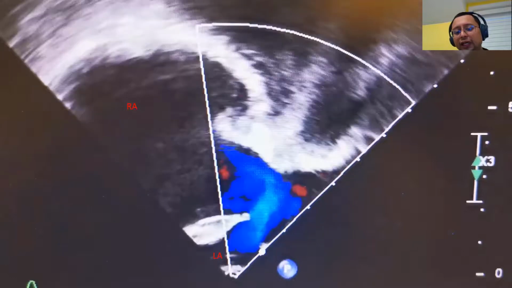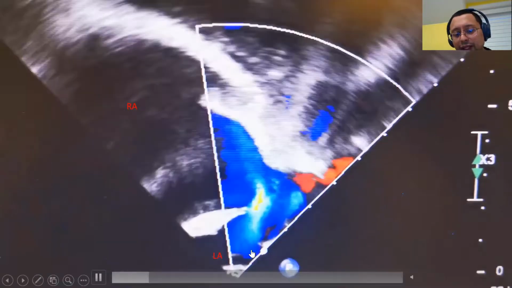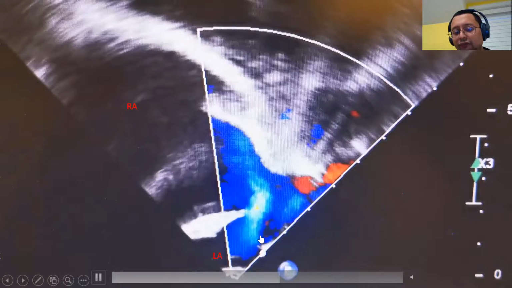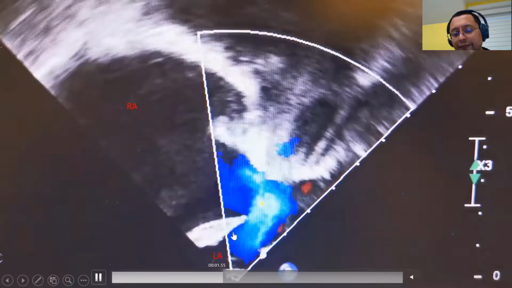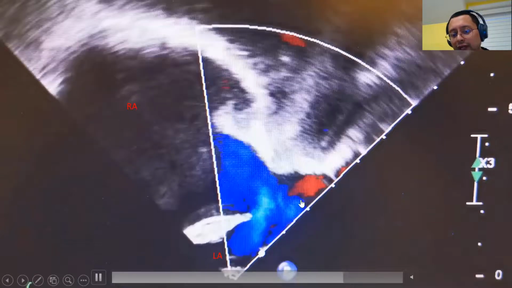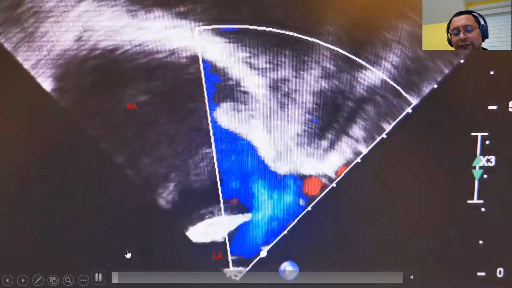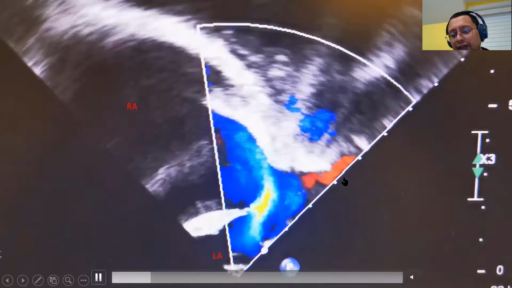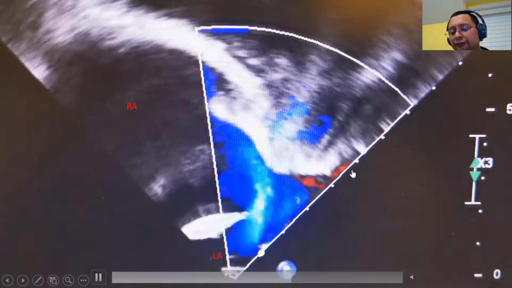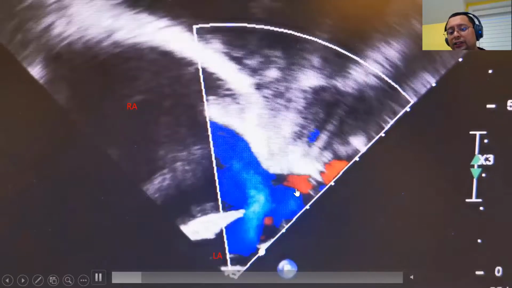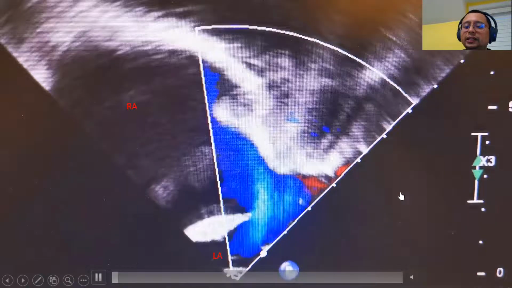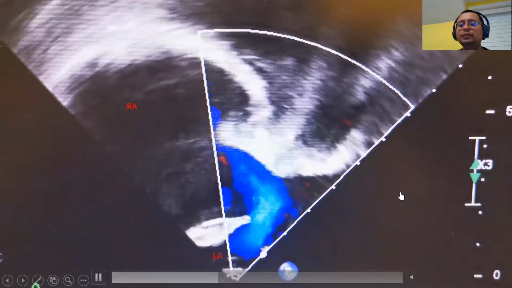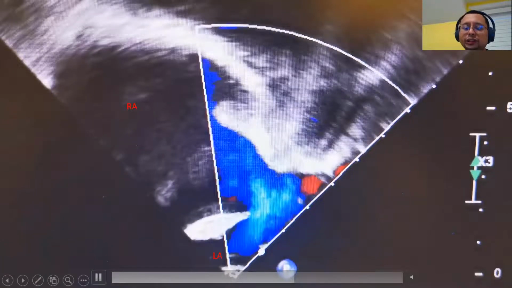Okay, now when we go to next view here, we can see the flow from the left to right. So this is just an inverted flow. So that's the left atrium and right atrium. That is the interatrial septum there. Okay, flow from left to right. However, this is the SVC. Now, however, you can see there is a red flow going into the SVC. So what is this red flow going into the SVC? So that is actually the anomalous drainage of the right pulmonary vein going into the superior vena cava.